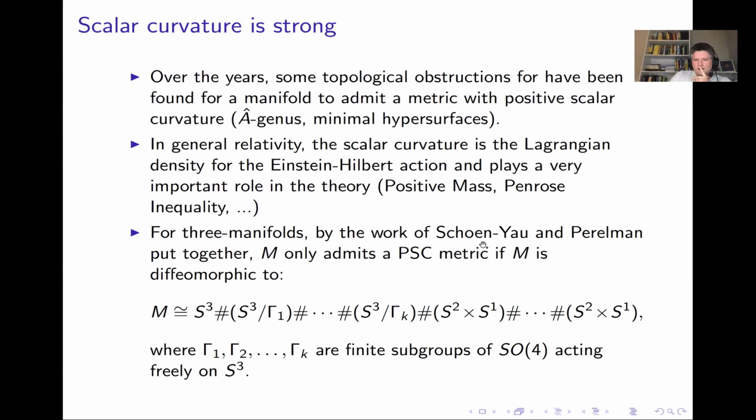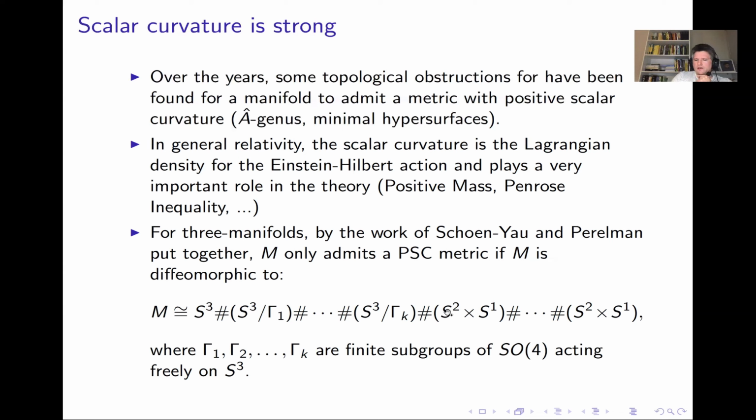So, because then you would have restrictions. And in fact, if you combine the work of Shen and Yao with the work of Perelman, you can conclude that a 3-manifold of positive scalar curvature has to be diffeomorphic to a 3-sphere connected sum with a list of spherical space forms. So in other words, manifolds that are diffeomorphic to S3 mod out by a finite subgroup of SO4 acting freely. So for instance, lens spaces and so on.